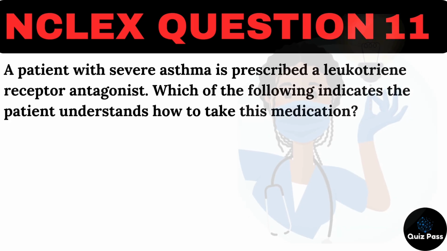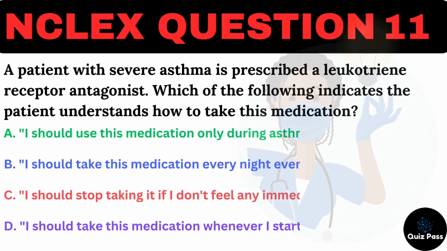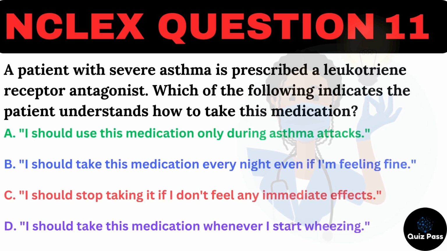A patient with severe asthma is prescribed a leukotriene receptor antagonist. Which of the following indicates the patient understands how to take this medication? A. I should use this medication only during asthma attacks. B. I should take this medication every night even if I'm feeling fine. C. I should stop taking it if I don't feel any immediate effects. D. I should take this medication whenever I start wheezing.